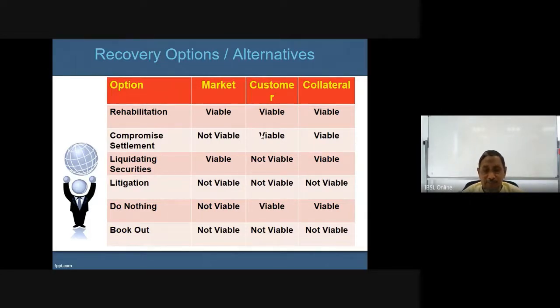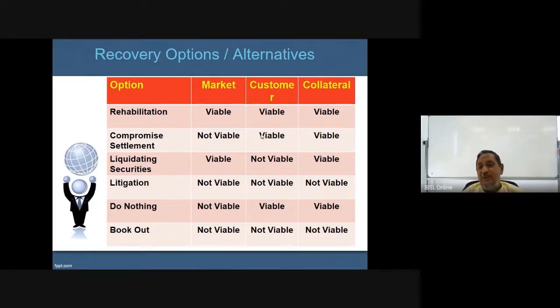What are these two recovery methods? Now, rehabilitation and compromise settlement, we are going along with the customer because customer is viable. Customer is positive. Viable means customer is positive. He comes forward. So we can do some sort of arrangement to recover the facility going along with the customer. So it is with the customer.